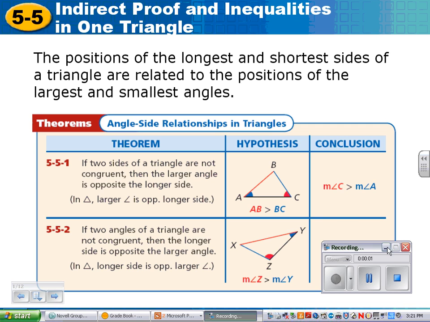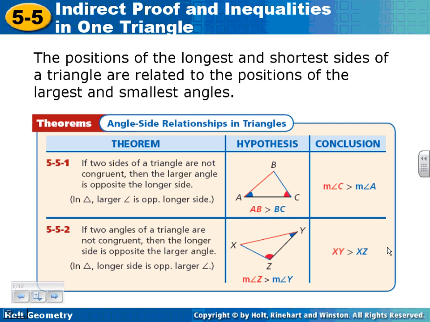All right, hello again. We are ready now for notes in geometry 5.5, chapter 5, section 5, indirect proof and inequalities in one triangle. Inequalities means less than, greater than. And it reads at the top, the positions of the longest and shortest sides of a triangle are related to the positions of the largest and smallest angles. So the sides are related to the angles.